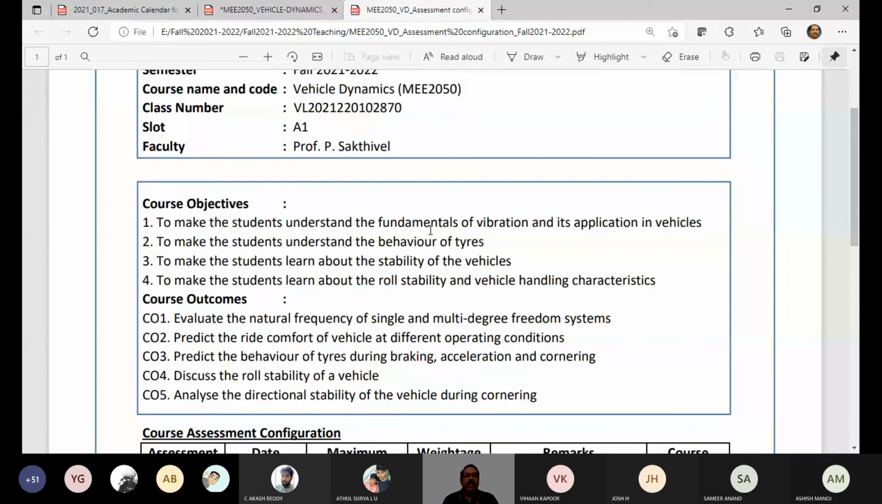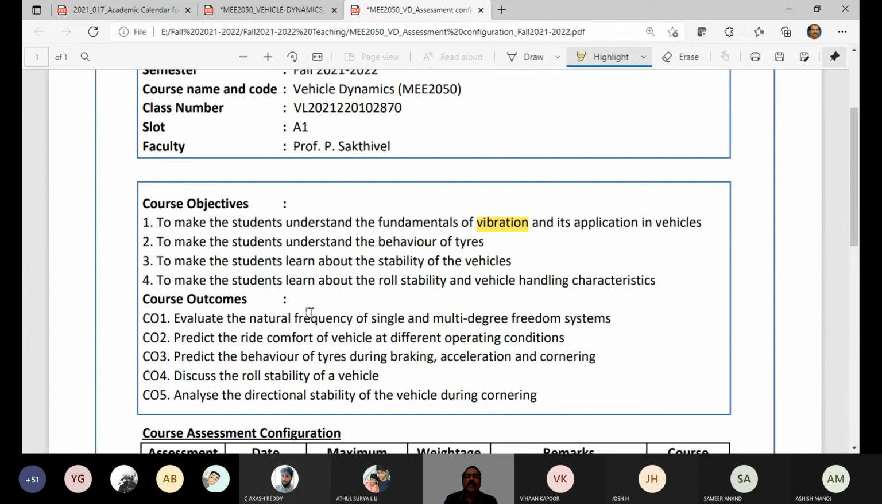So the course has these 4 important objectives, as prepared during the syllabus preparation for this particular course. The main objective is the fundamentals of vibration and its application in vehicles. The word vibration is very important and catchy. That is going to take one third of your vehicle dynamics portion, which is called vertical dynamics. We will understand that in detail. So that's one of the objectives.